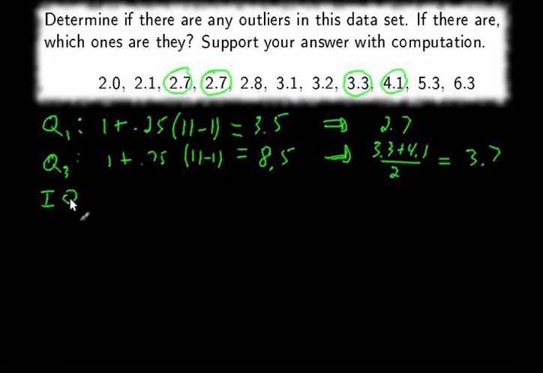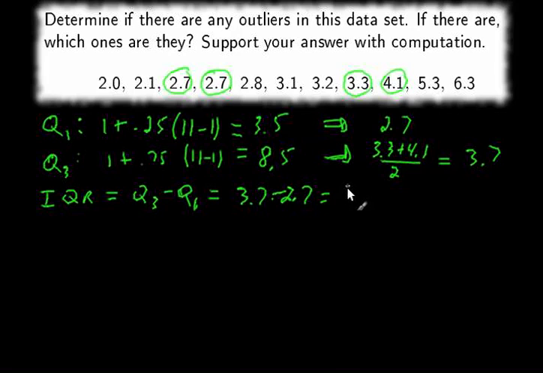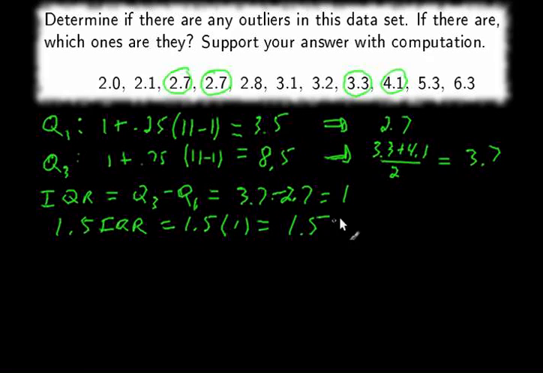So the IQR, the interquartile range, is Q3 minus Q1, or 3.7 minus 2.7, which is 1. Now, 1.5 IQR is 1.5 times the IQR, which in this case is just 1.5. And we need to add that to Q3 and subtract it from Q1. This is the distance from the middle 50% that will determine the fences.